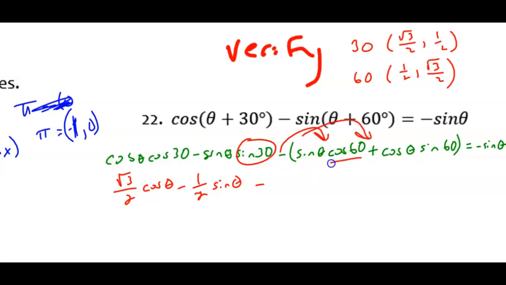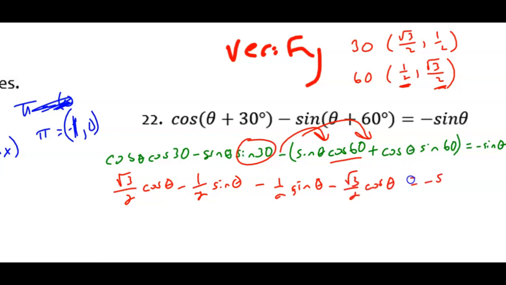So we have sine of 60. Cosine of 60 is 1/2. So minus, because we distribute the negative, so minus 1/2 sine of theta, because cosine of 60 is right there. And then right here, you have sine of 60, but it's going to be negative because you distribute the negative. So negative radical 3 over 2 cosine of theta.